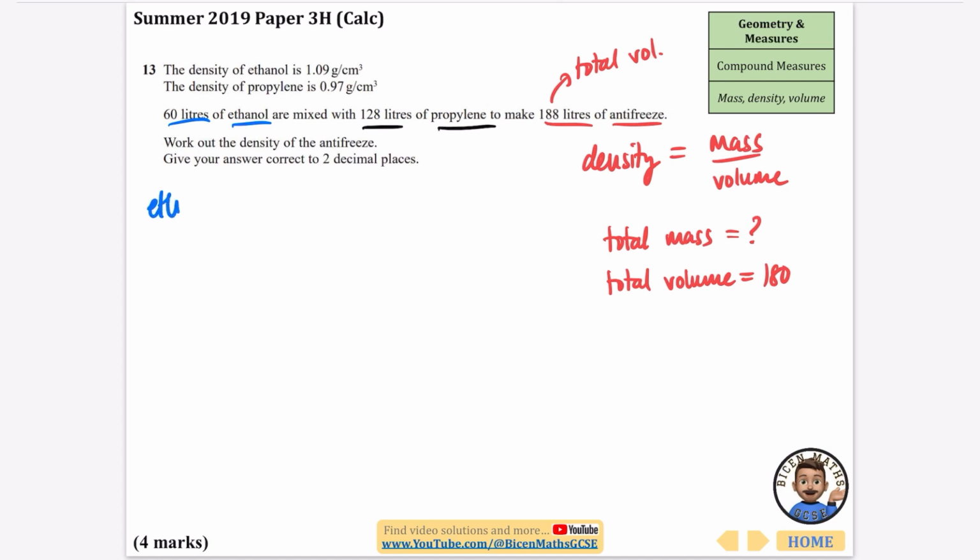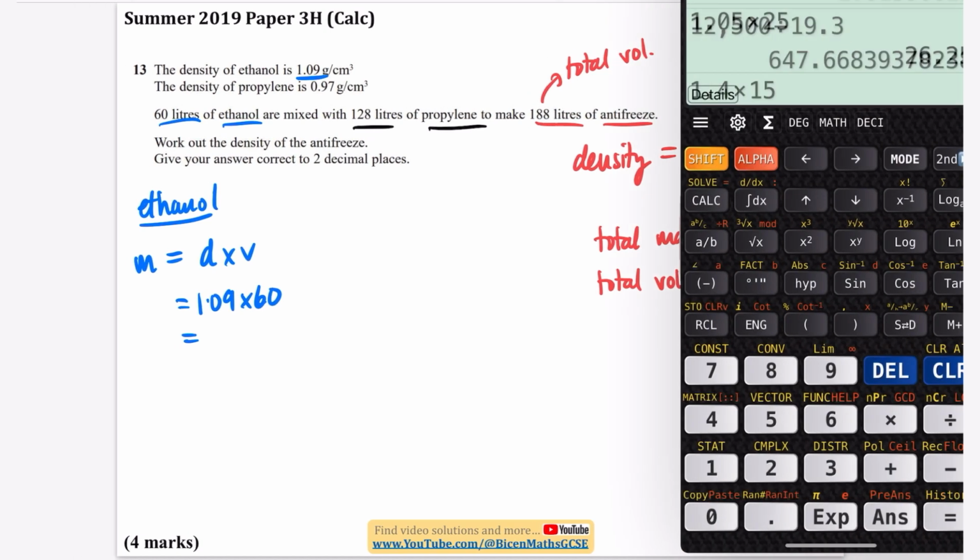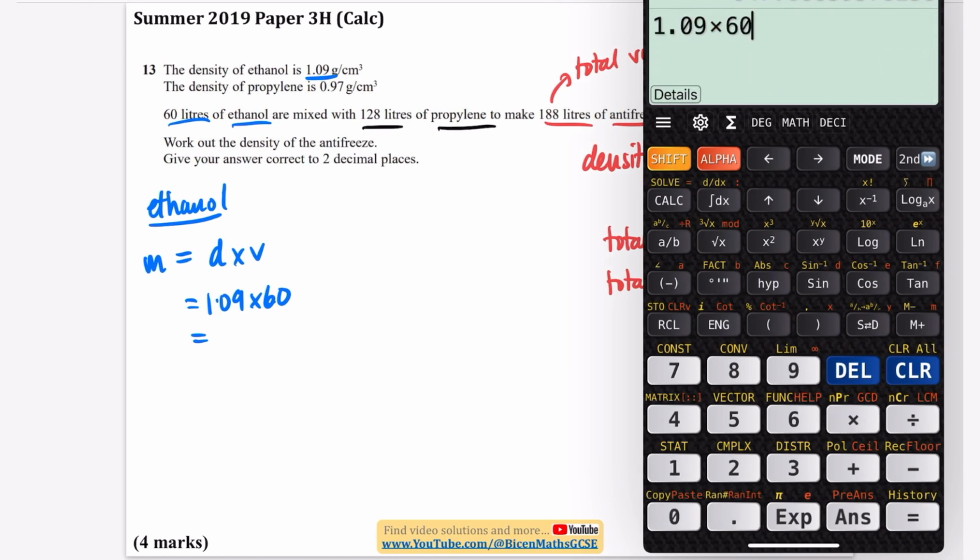So I'm going to start with the ethanol. And we're going to try and find out the mass of the ethanol. Now the mass of the ethanol is going to be equal to the density multiplied by the volume. So we're going to do the density and the volume. That's 1.09 times 60, which is 65.4.